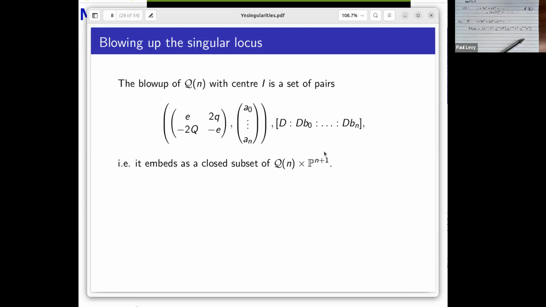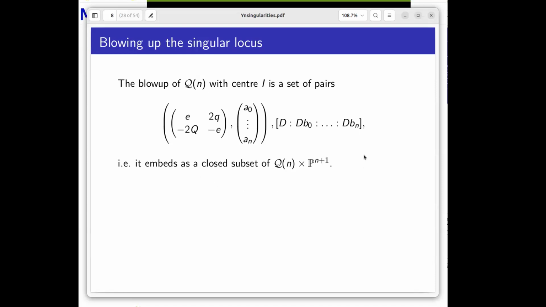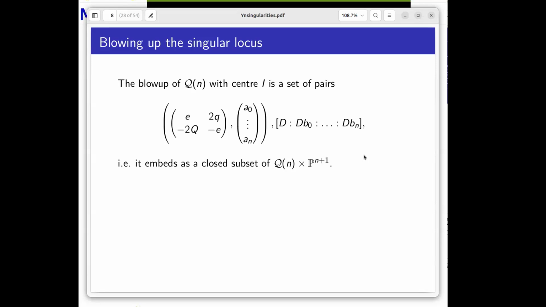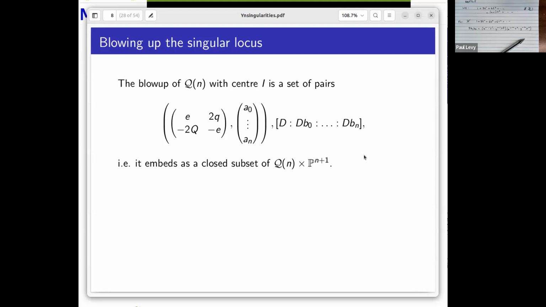It's crepant, so you have a symplectic form on the blow up, on the smooth part of the blow up. Sorry, repeat the question, please. How do you ensure the blow up is symplectic? That's a good question in general, and I don't know the answer.